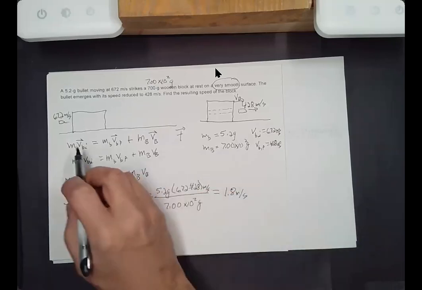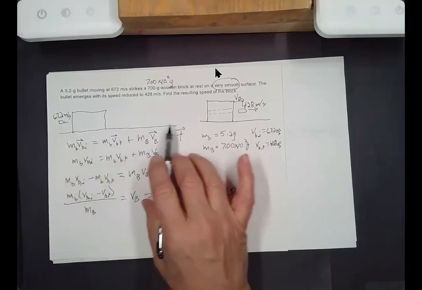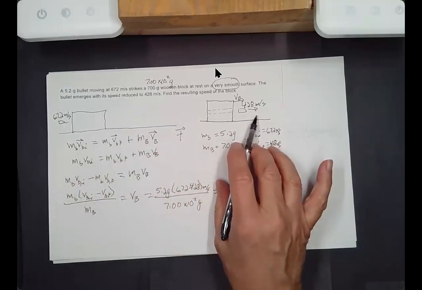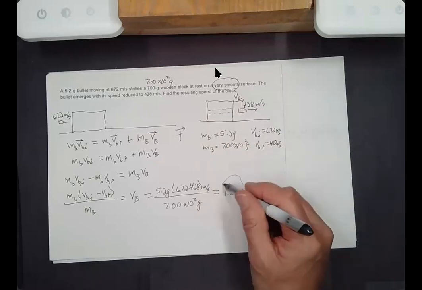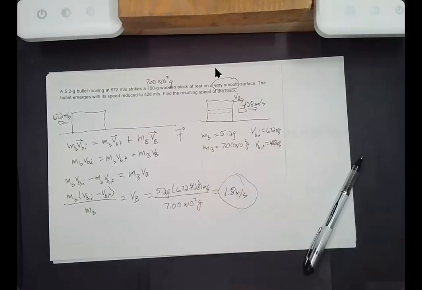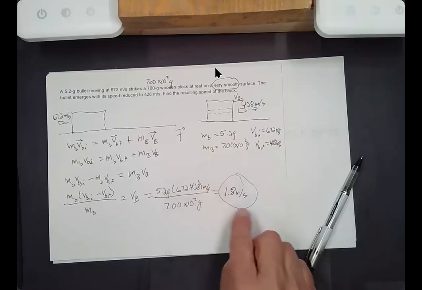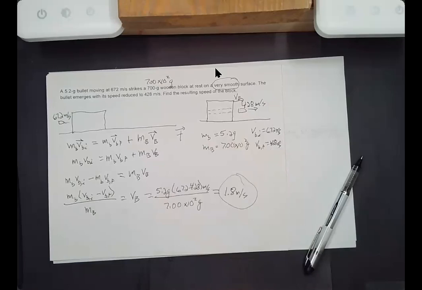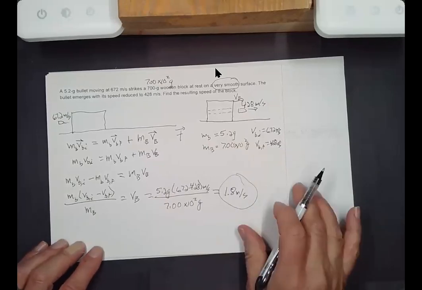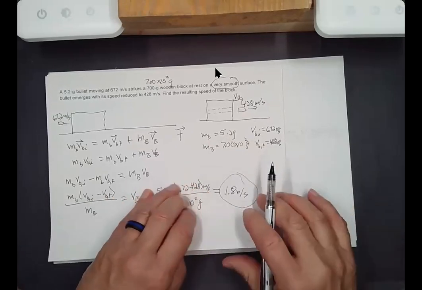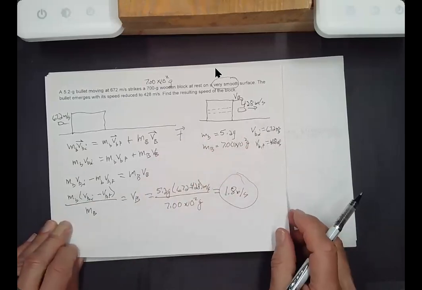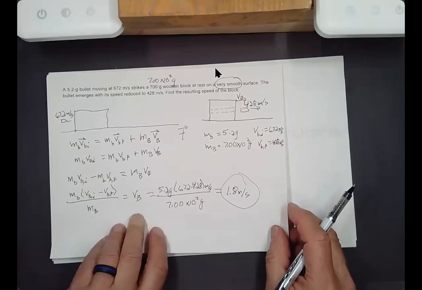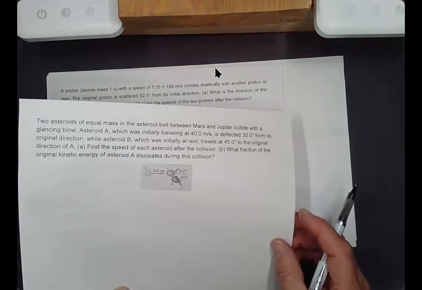But that bullet lost a significant chunk of its speed. And the block picked up a little bit of speed, not a whole lot, 1.8 meters per second. But if that hit you in the nose, it'd hurt probably. However, better than getting hit by that thing. So anyway, there's one with conservation of momentum with a tunneling problem, but you can still use conservation of momentum on something like that.